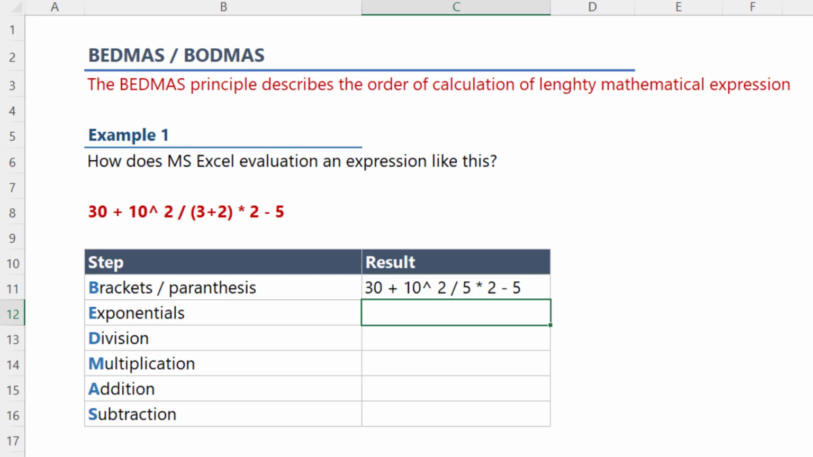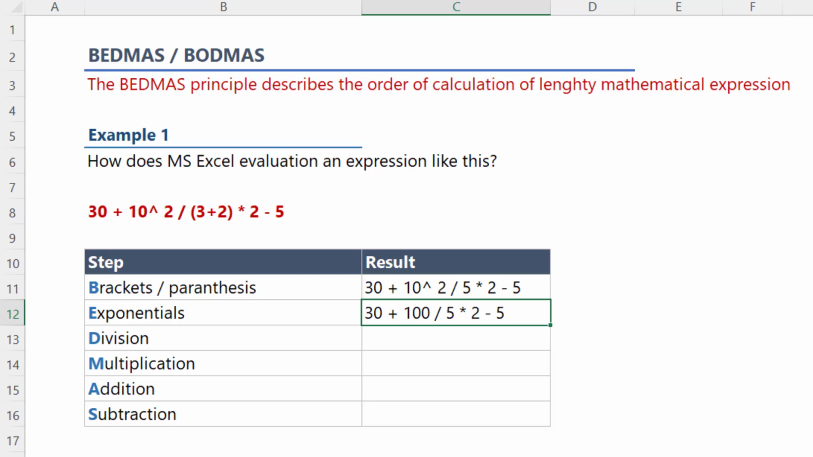Now what next? After brackets come exponentials. Exponential is basically when you raise something to a power or take a square root, items of that sort. So here we do have 10 square, which is an exponential. So that's the next thing that's going to get evaluated. So it's going to be 30 plus 10 raised to the power 2. 10 square, you would all know, that's 100 upon 5 multiplied by 2 minus 5.